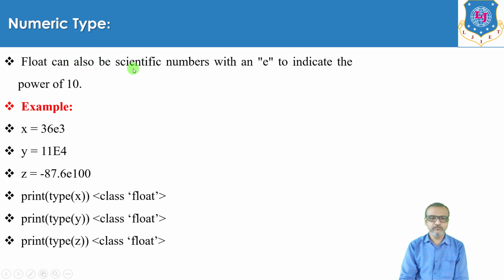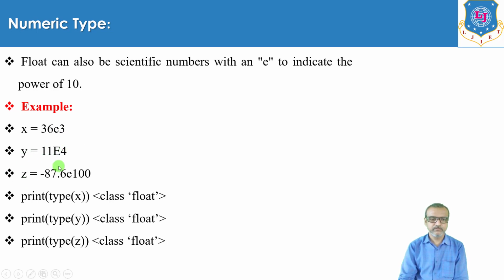Float can also be scientific numbers with an e to indicate the power of 10. For example, x equals 36e3. So what is the meaning of 36e3? It is nothing but 36 multiplied by 10 raised to 3. Then, y equals 11e4.